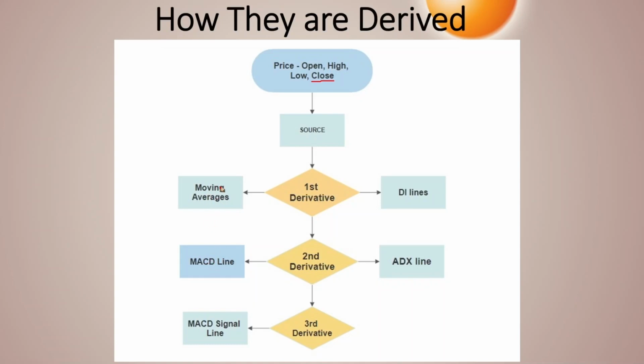The MACD line is going to use moving averages to calculate it. So we're starting with the close, and then we go to the moving averages as a first derivative. So we're taking one calculation and we're getting to the moving averages.